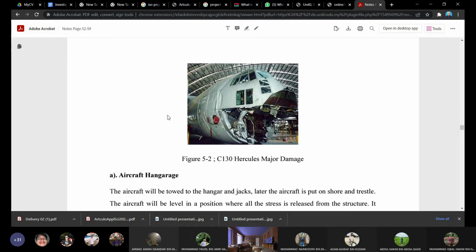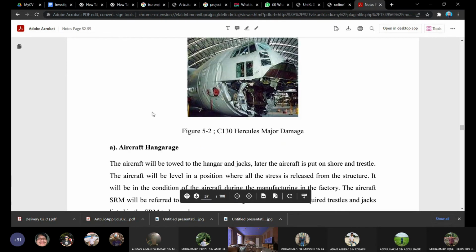Trestle is the support of the structure, and you need to bring the aircraft to as level, as relaxed as possible. Meaning there is no area of the aircraft structure that has been stressed. It's a relaxed condition, no loads on it except on the trestle and on the jacking.